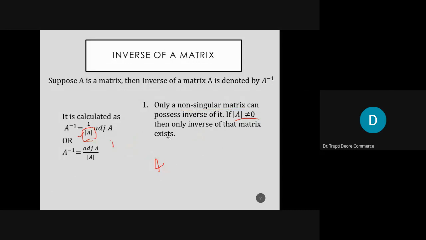Then second, it is possible only for a square matrix, as explained. Why only square? Because for the calculation of the adjoint of a matrix, you need a square matrix, because cofactors and minors are calculated only for a square matrix. That's why the inverse of a matrix is possible only for a square matrix.